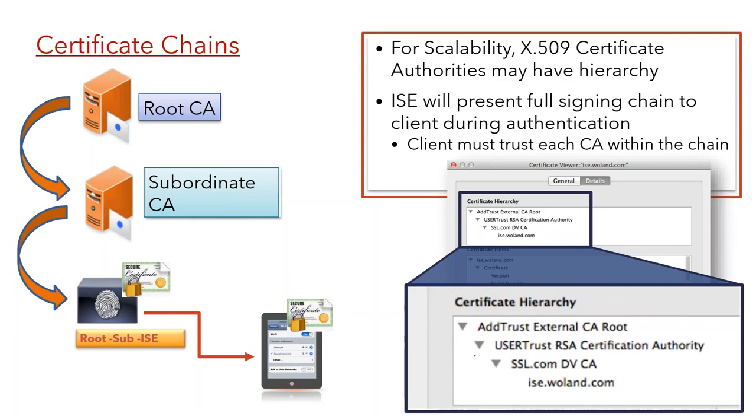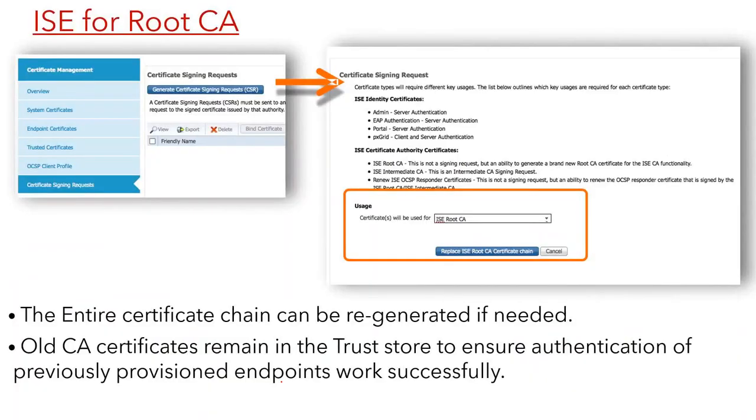Now, in case you have to distribute n number of certificates and you want some helper, in that case we can use the subordinate CA. In large distributed deployments, we use subordinate CAs. Those are the CAs that help the root CA to do the deployment or distribution of the certificates. We can use ISE as a root CA as well. So that option is there.